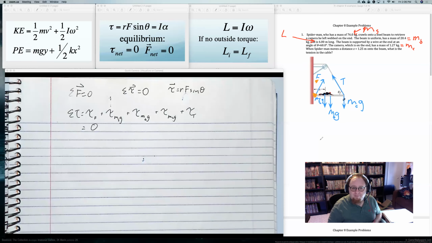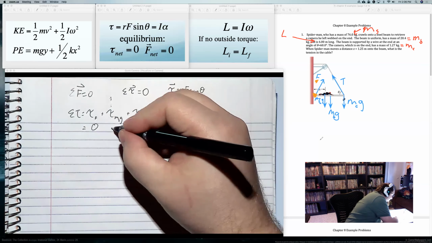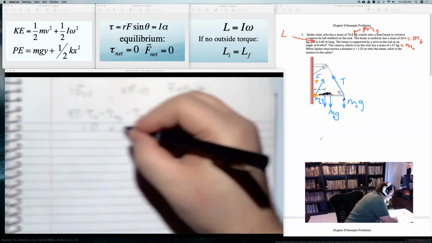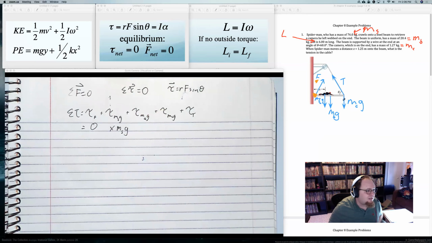I'll then go to Spider-Man. In my equation R F sine theta, Spider-Man is a distance x. The force of Spider-Man is the mass of Spider-Man g. If left to its own devices, that guy is going down this way. That's clockwise, and we know all clockwise torques are negative. And it's at 90 degrees, because R is flat this way and gravity is straight down. So I just have to plug in the sine of 90, but the sine of 90 is 1. So that's my value.